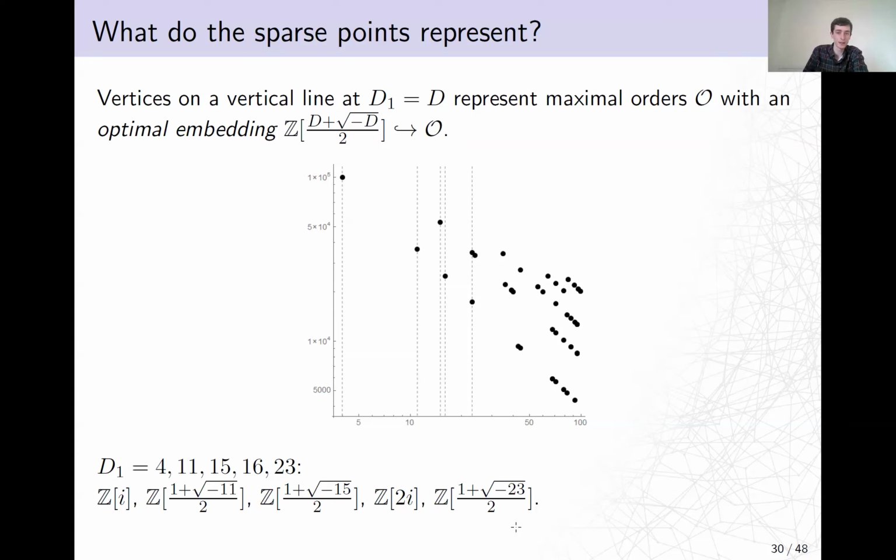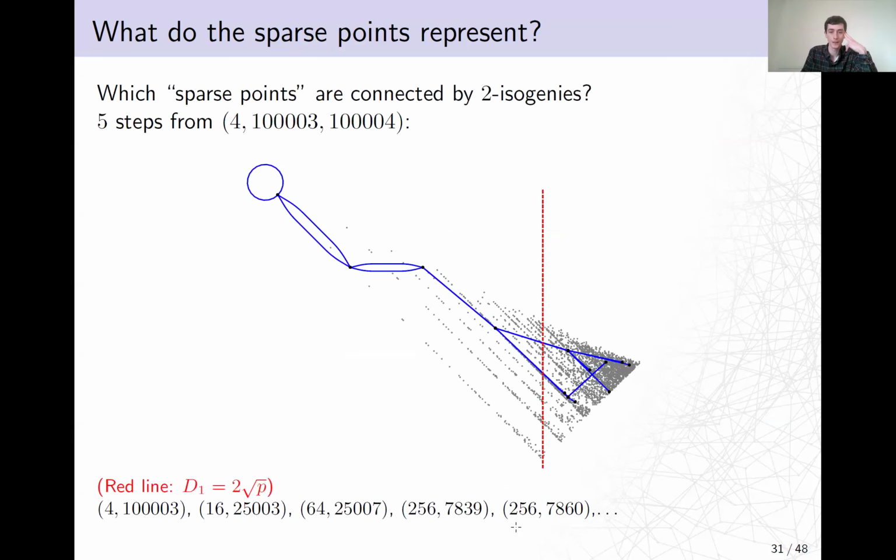A natural question arises: of these sparse points, these points with small d1, which of them are connected by 2-isogenies? So what I'm going to do is start now with this original point that we took, the top left corner. This is 400,000 and 300,004. I'm going to take 5 steps in the 2-isogeny graph and see where I end up. I want to observe that even after 5 steps, there's a lot of these points in the sparse region that I never reach.